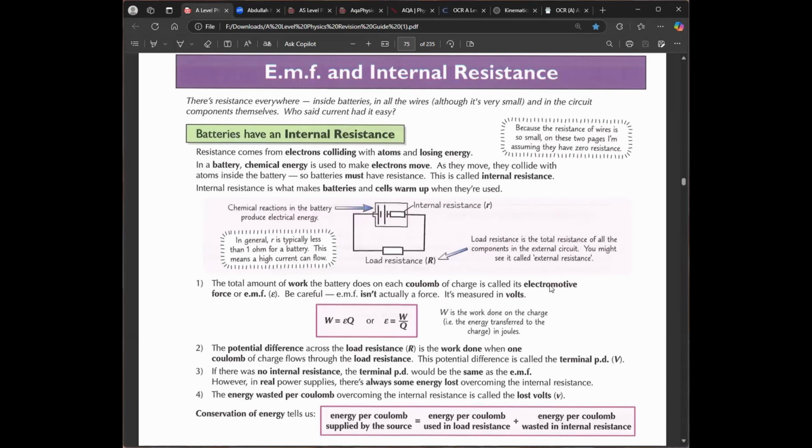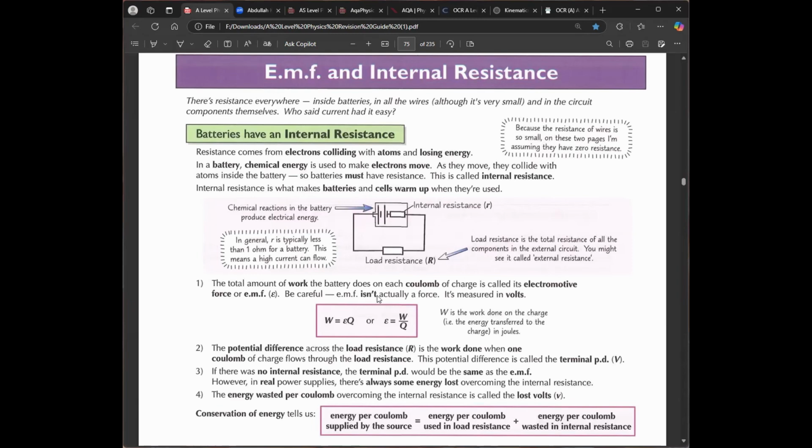So EMF stands for electromotive force, that you should know. The total amount of work the battery does on each coulomb of charge is called its electromotive force. So that's what the battery does, but obviously you don't end up with all of it when you connect a load with it. So that's the potential difference.